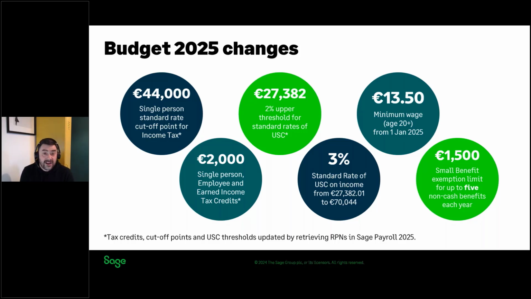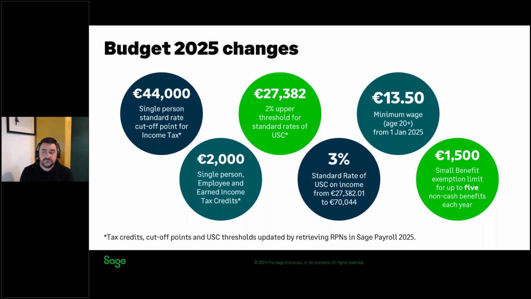The standard cutoff rates have been increased. So in 2025, a single person's standard cutoff point for income tax is now €44,000. Tax credits have also been increased. So single person, employee and earned income tax credits are all now €2,000 in the new year.